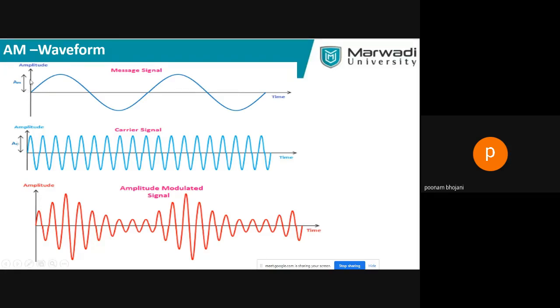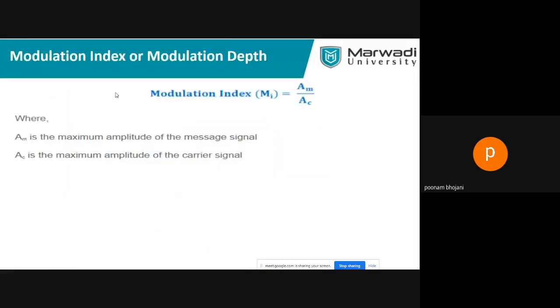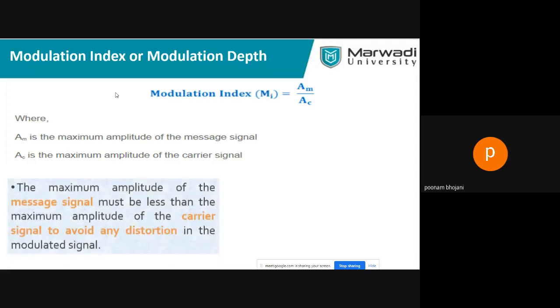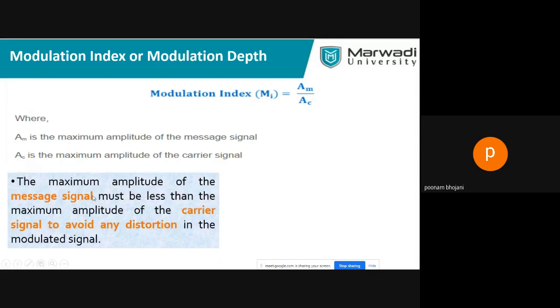If AC is less than AM, then the modulation index will be greater than 1. So the modulation index can have three types of value: equal to 1, less than 1, or greater than 1. The maximum amplitude of the message signal must be less than the maximum amplitude of the carrier signal to avoid any distortion in the modulated signal.